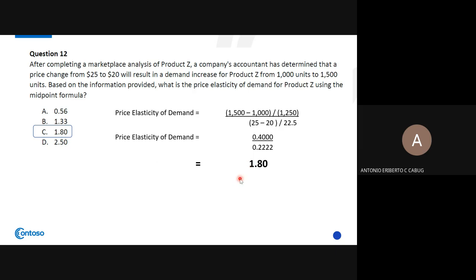180. Tama, letter C. Correct answer is letter C. Okay? Baliktad na, dapat 20 over 25 doon. Anyway, yung negative nito mawawala rin, no? Negative dapat yung denominator. Pero again, absolute value hinahanap, no? 180. The correct answer is letter C.